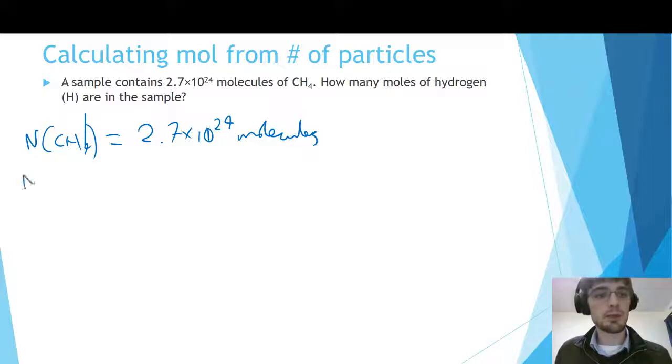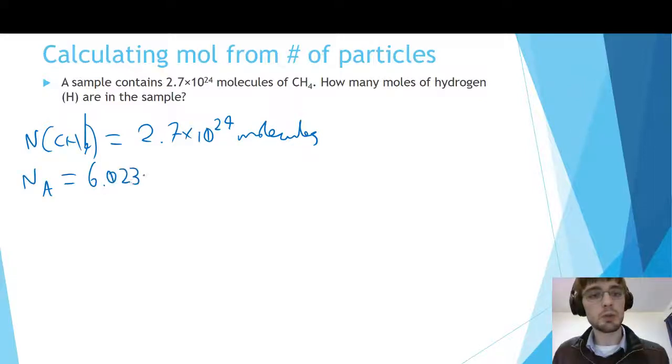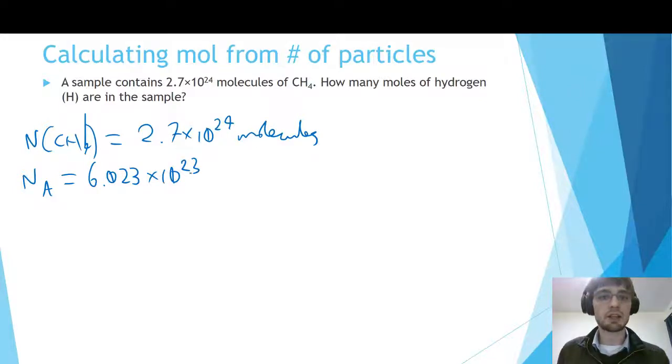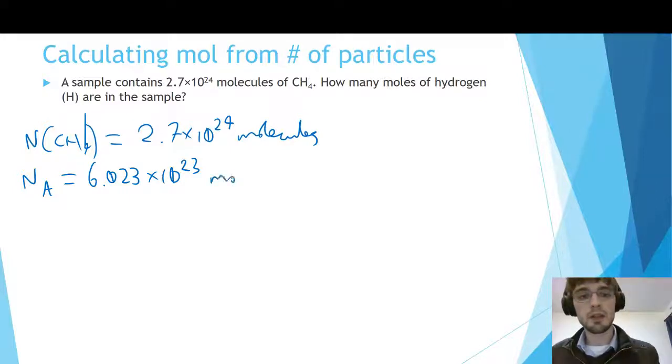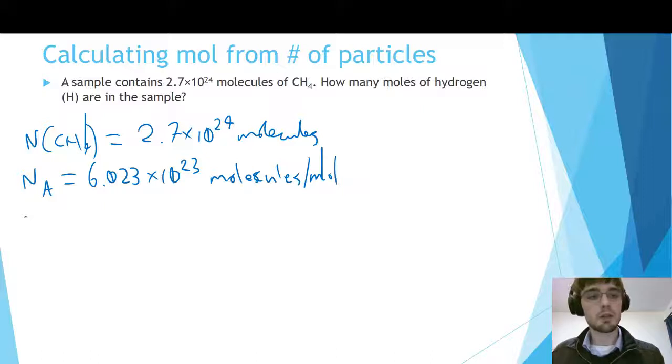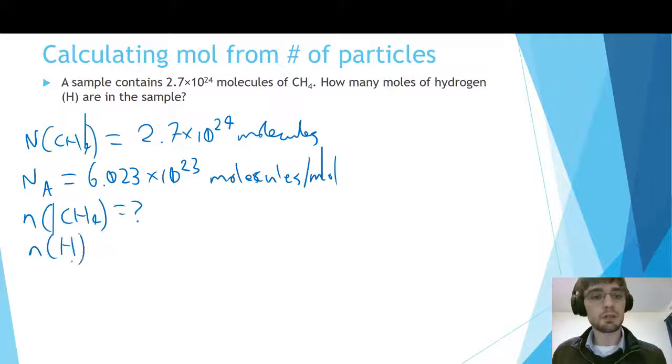And what other information do I have? I know that Avogadro's constant is equal to 6.023 times 10 to the 23. So any question that has a number of molecules there or asks you about a number of molecules is probably going to need Avogadro's constant. And Avogadro's constant is in molecules per mole. And things that we don't know are the moles of methane and the moles of hydrogen.